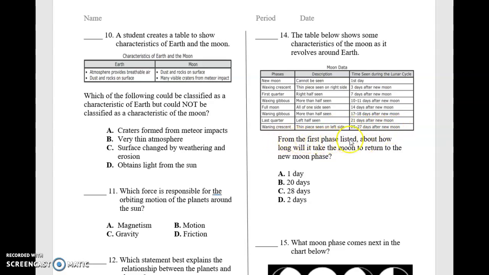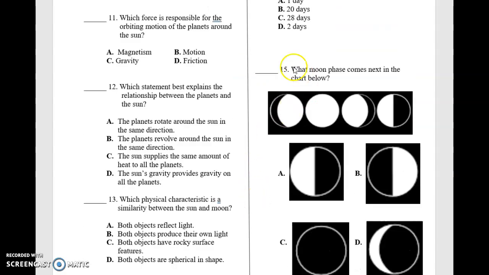From the first phase listed, about how long will it take the moon to return to the new moon phase? A. 1 day, B. 20 days, C. 28 days, D. 2 days. Number 15. What moon phase comes next in the chart below? A, B, C, or D?